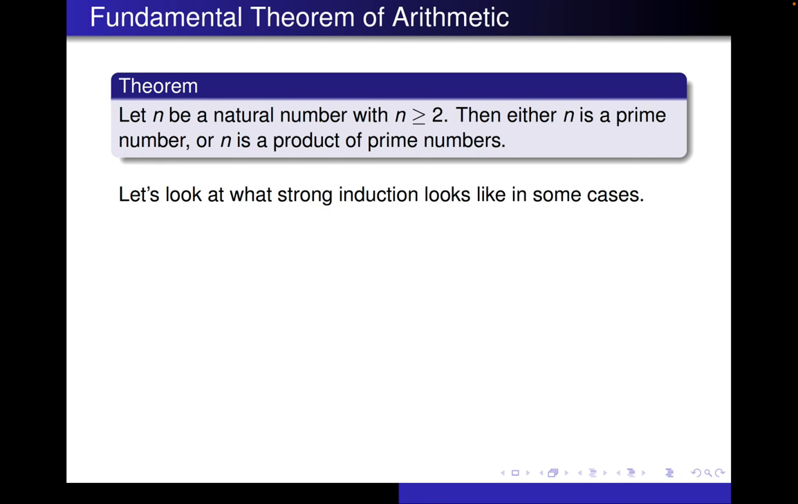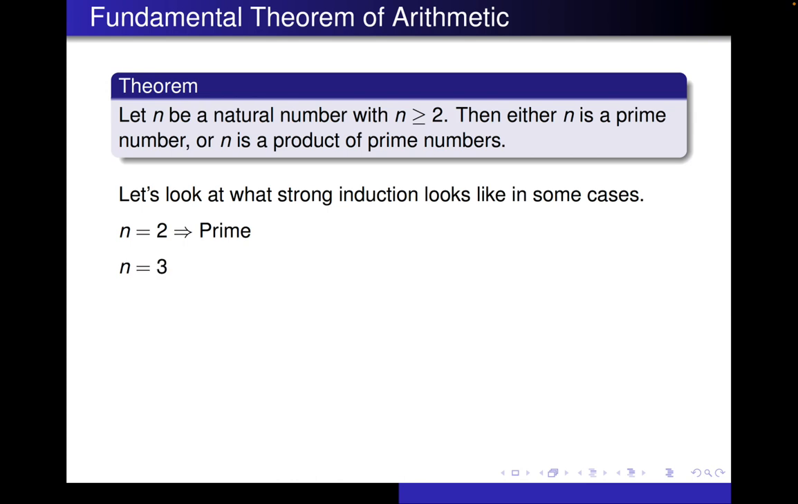So let's look like we did before. Before we go to the general strong induction proof, let's see if we can look at what strong induction looks like in some particular cases. We're going to start with 2 and work our way up. Well, for n equals 2, that's our first case, so that's our base case. And that one is just a prime number, so it satisfies the theorem. The theorem says it either has to be prime or we have to have it as a bunch of prime numbers multiplied together.